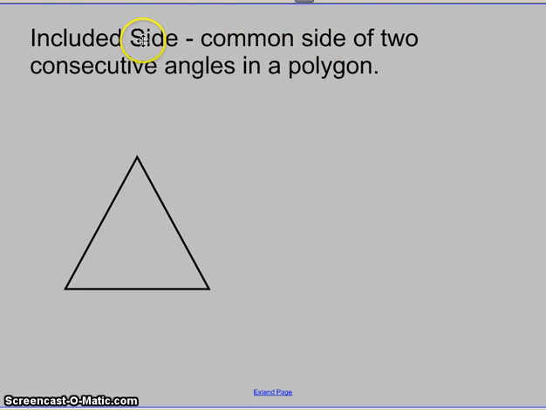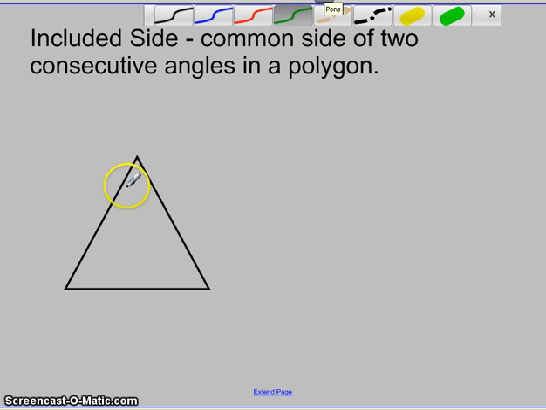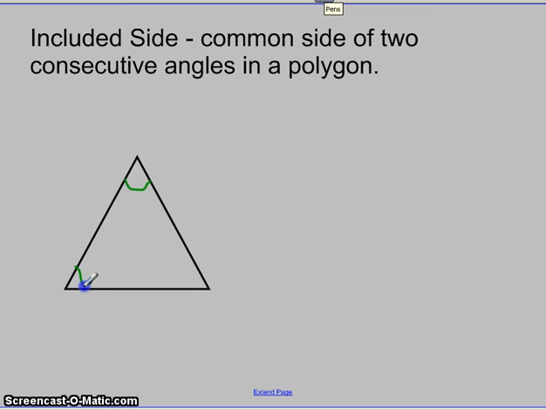One definition is the included side, which is the common side of two consecutive angles in a polygon. So we're going to be talking about triangles mainly here. Let's mark a couple of angles. Boom, boom. So the included side, what would be trapped in between those two angles? Well, this one's not trapped between those two angles. This one's not trapped between those two angles. It would be this side that would be trapped between those two angles. So that's what we call the included side.